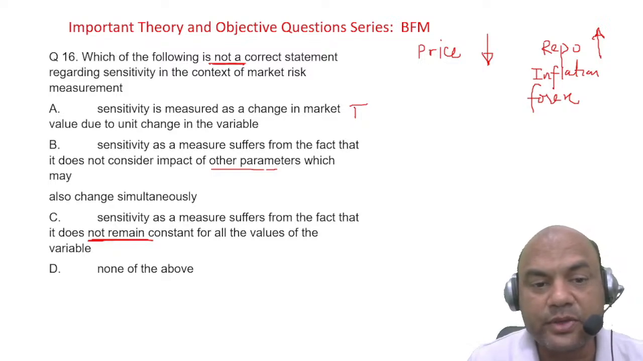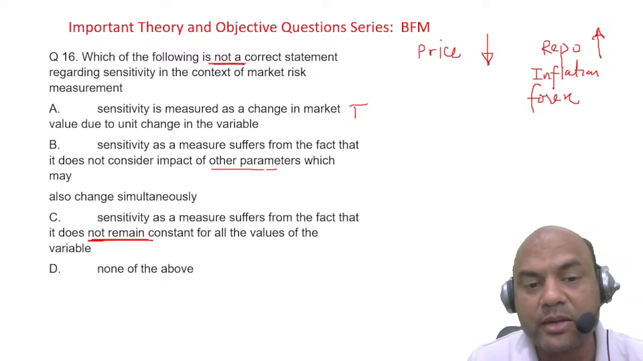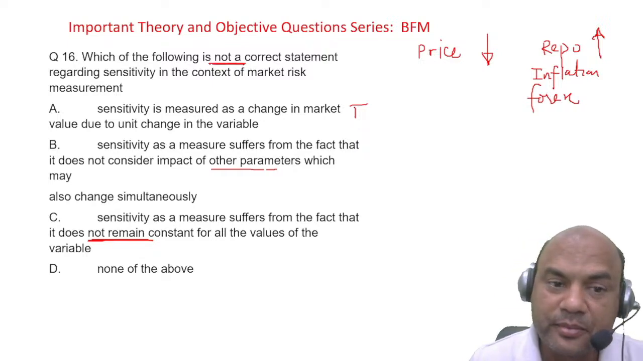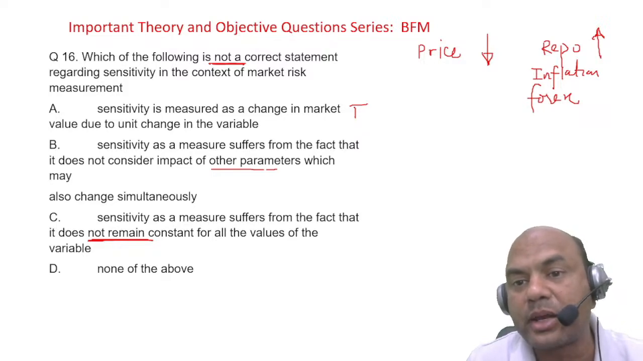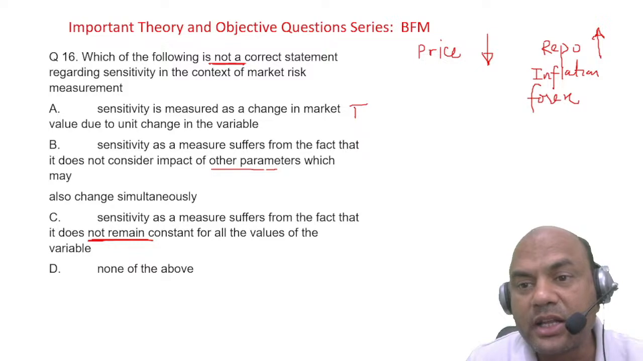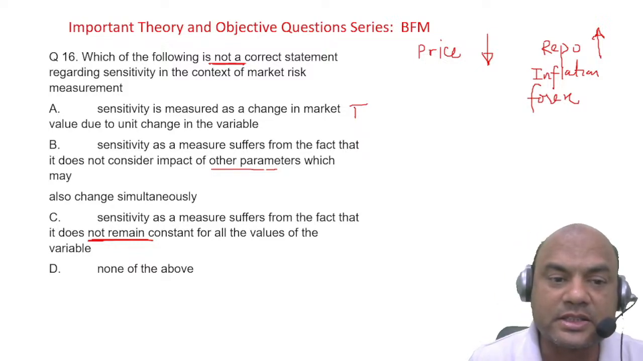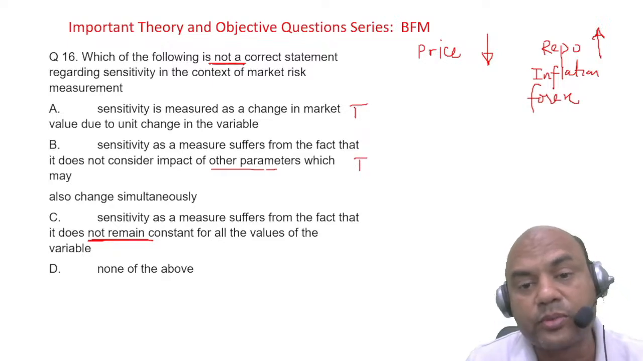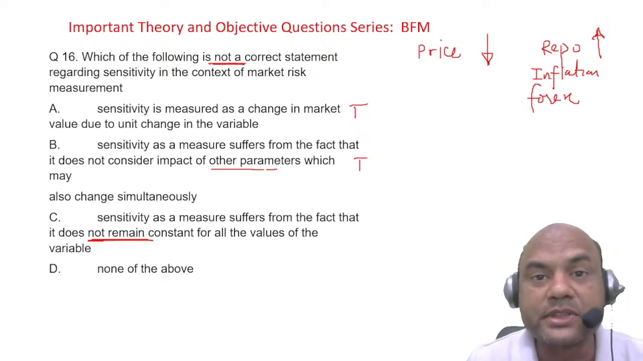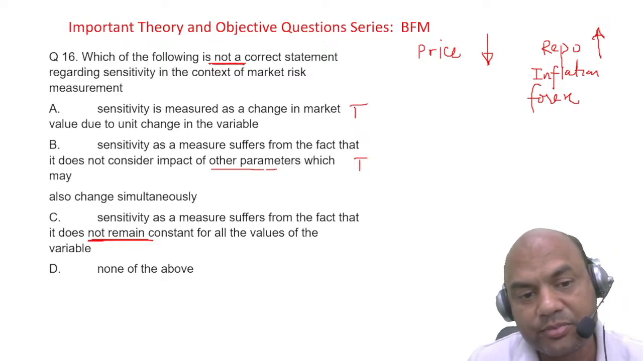Sensitivity as a measure suffers from the fact that it does not consider the impact of other parameters which may also change simultaneously. Means what? It means over here when I am studying repo versus price, I'm just considering the correlation between these two parameters. I'm not considering inflation and forex changes in this. So this is also true. Whenever we study any parameter for the result, we have to study only that parameter.